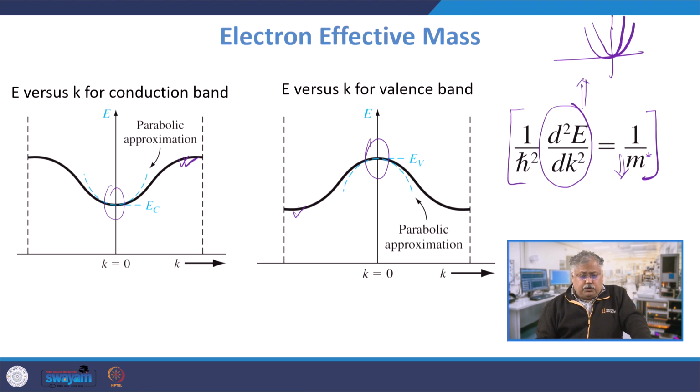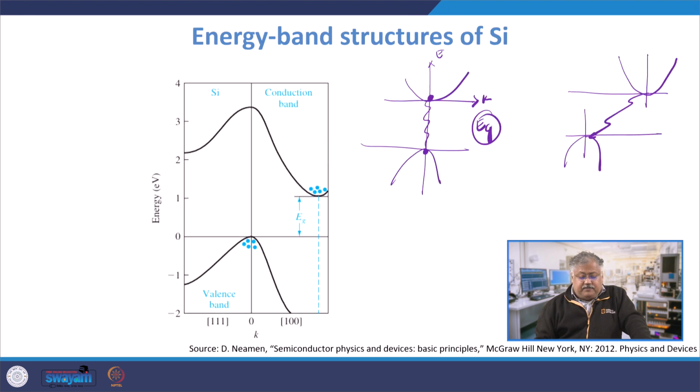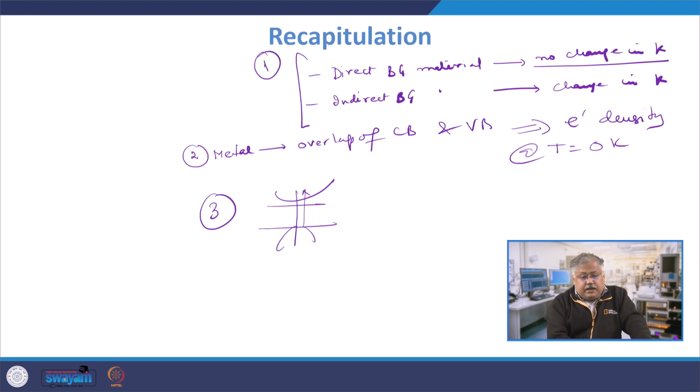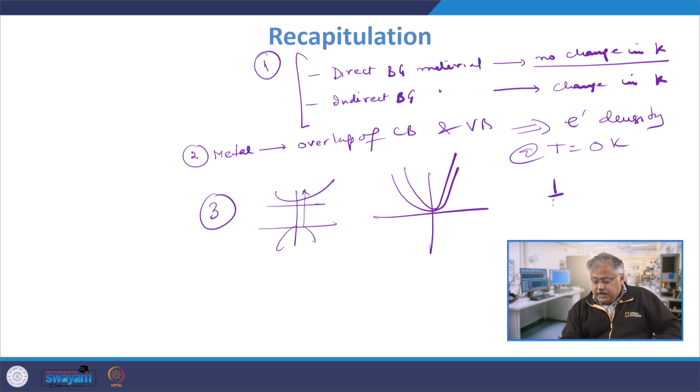These three basic things we have seen, and then indirect and direct band gap, and then we looked into the concept of hole also, and then the concept of effective mass of the electron. It depends on the curvature of the E-K diagram. We learned that if the E-K diagram curvature is steeper, then the value of d2E/dk2 is much higher, and therefore 1/ħ² times d2E/dk2 equals 1/m star, let us suppose.